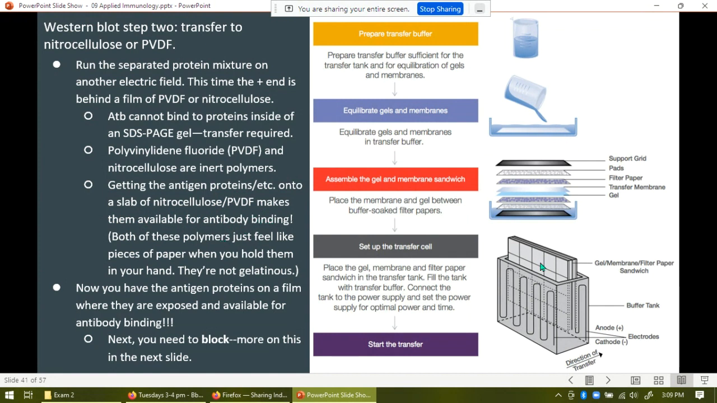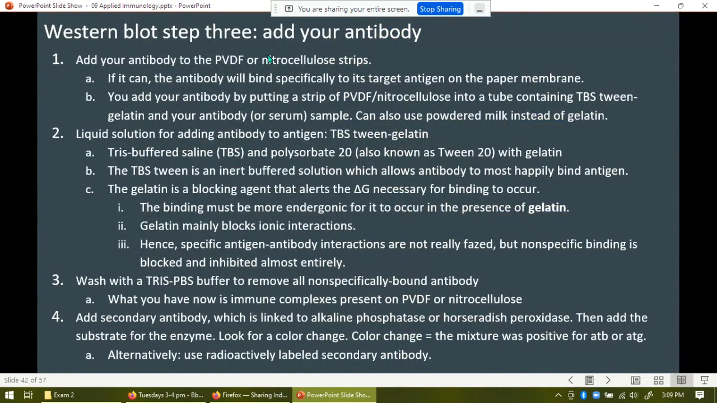The only thing is these are actually all very toxic. The polyacrylamide is toxic, the nitrocellulose is toxic, the PVDF is somewhat toxic, so you want to wear gloves when you're doing this. But at the end of the day, you've now migrated your antigen proteins onto PVDF or nitrocellulose, so you have them on a film where they're exposed and available for antibody binding. However, you need to block after this. Once you've run your hamburger and let it incubate for an hour or so, you block and then you add your antibody.